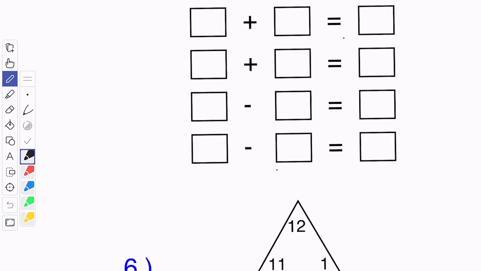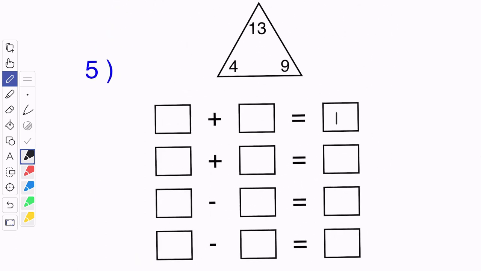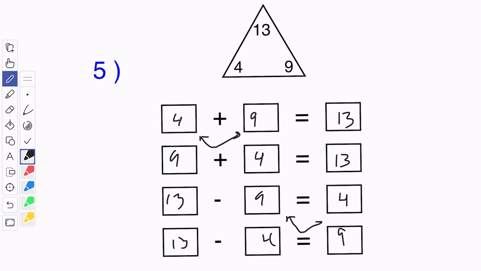Out of 9, 4, and 13, 13 is the biggest. So we're going to do 4 plus 9 is 13. And then 9 plus 4 is 13. 13 minus 9 is 4, and 13 minus 4 is 9. I don't know if you guys have seen this pattern, but for the addition problems, these two switch. And for the subtraction problems, these two switch.